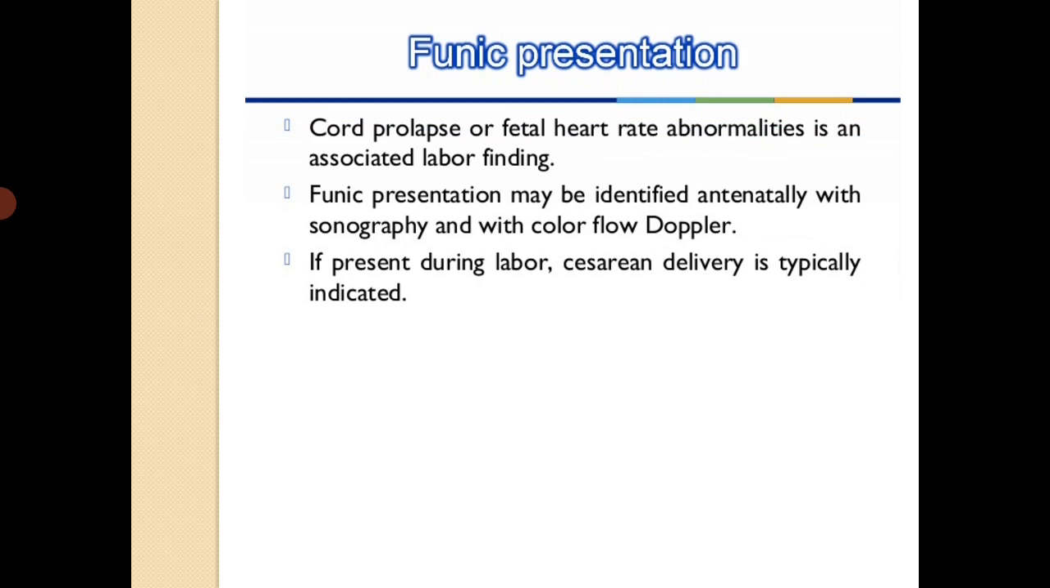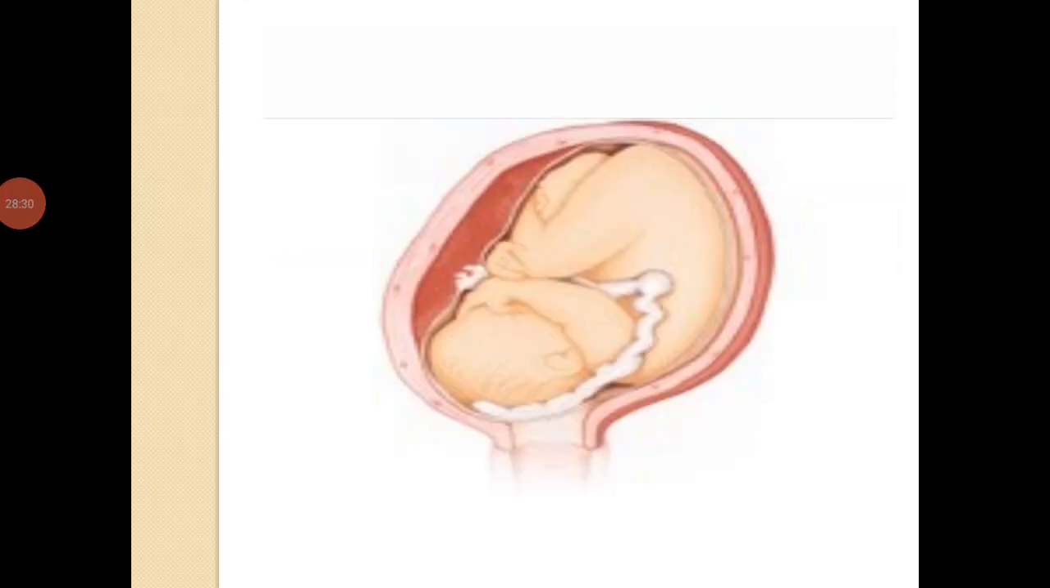Next is the funic presentation. Cord prolapse or fetal heart rate abnormalities is an associated labor finding. Funic presentation may be identified antenatally with sonography and with color flow Doppler. If a funic presentation is present during labor, cesarean delivery is typically indicated. This is the image of funic presentation, where the cord may be along with or in front of the presenting part.